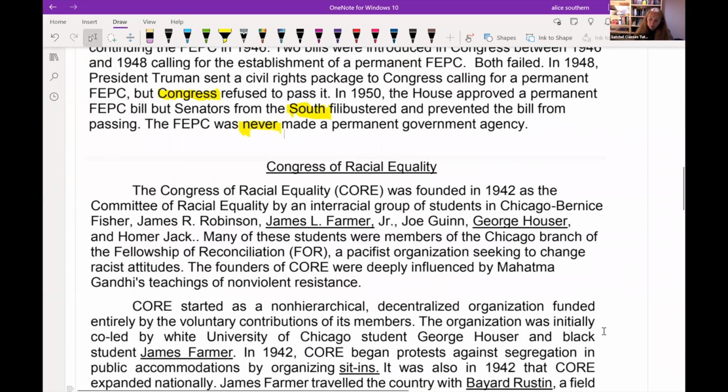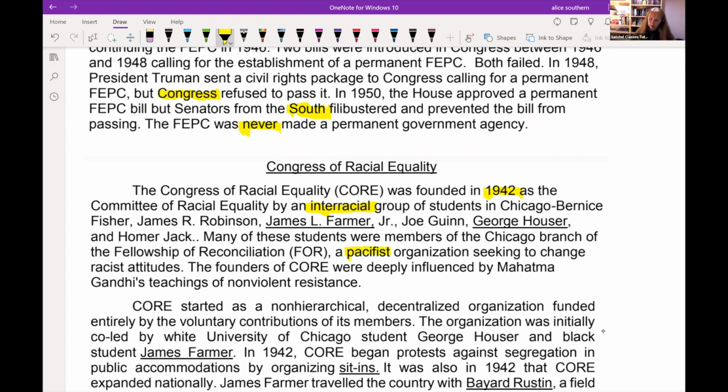And then we've got the Congress of Racial Equality, or CORE. It's founded in 1942. So again, we can see how this is all happening during wartime. And this is interracial, so we've got white people and Black people in this group of students in Chicago. So many students were members of the Chicago branch of the Fellowship of Reconciliation, a pacifist, so against war, organization seeking to change racist attitudes.